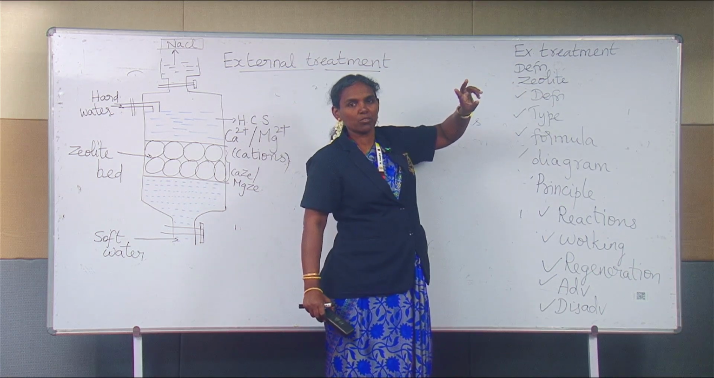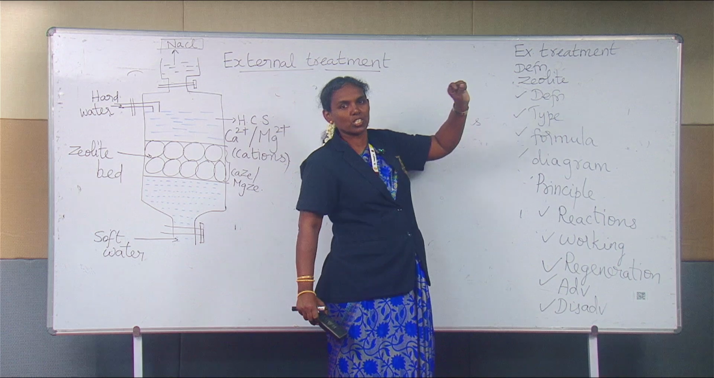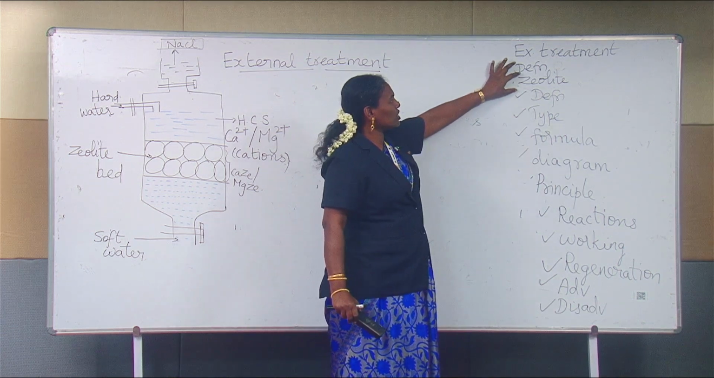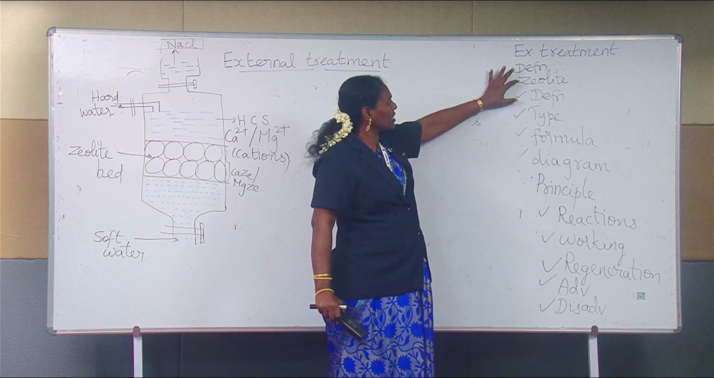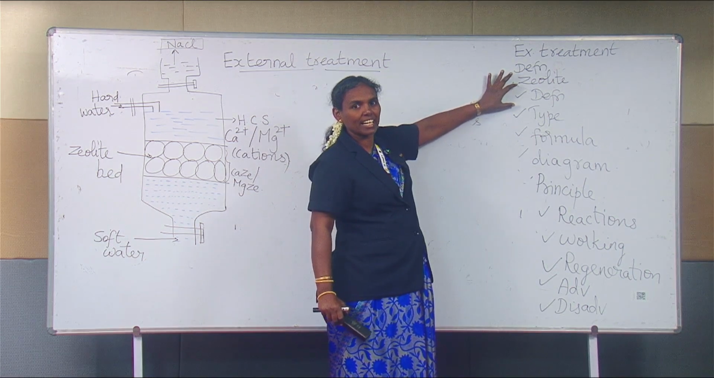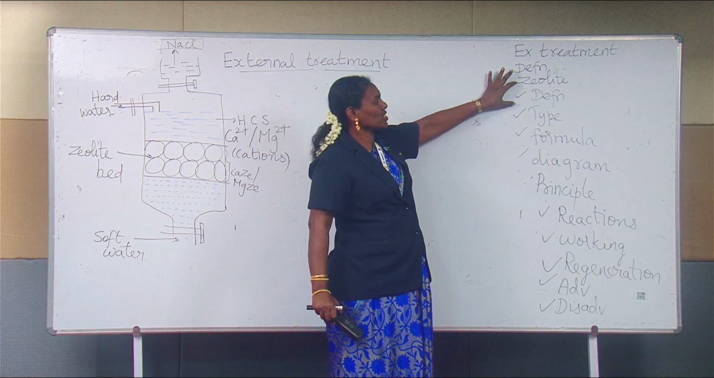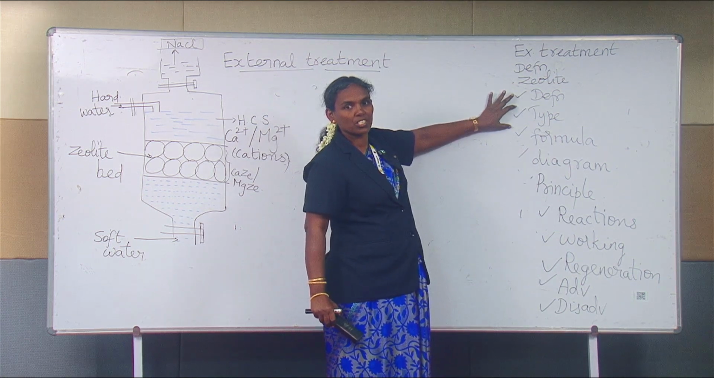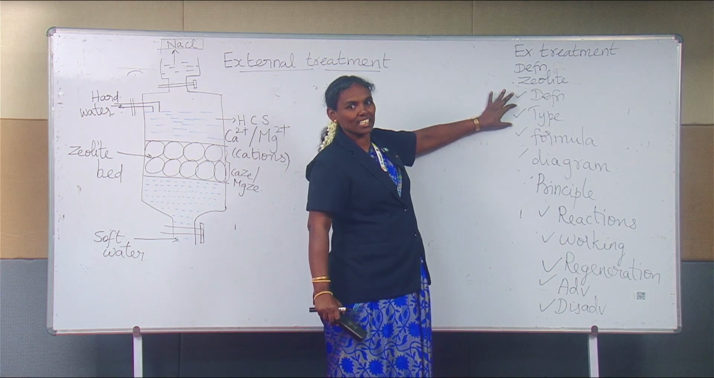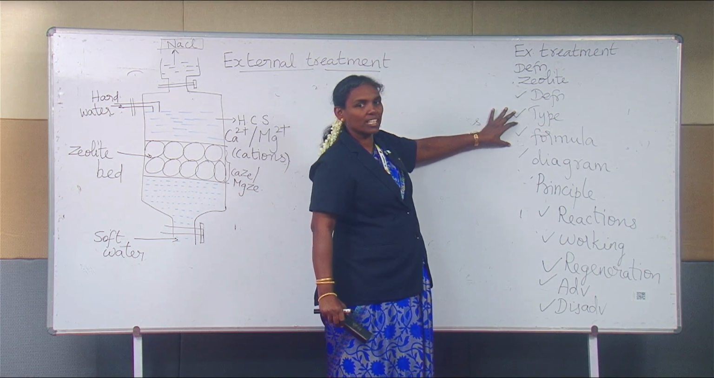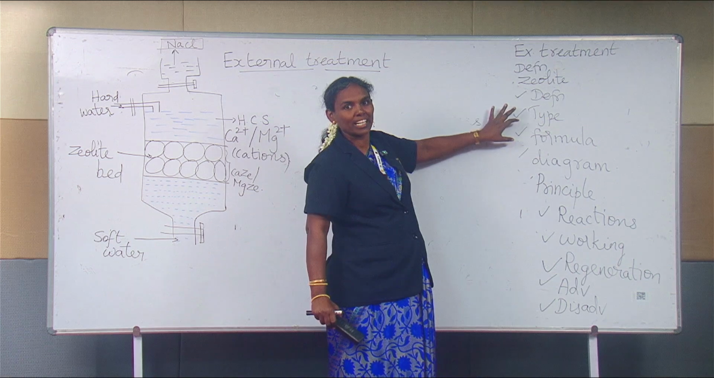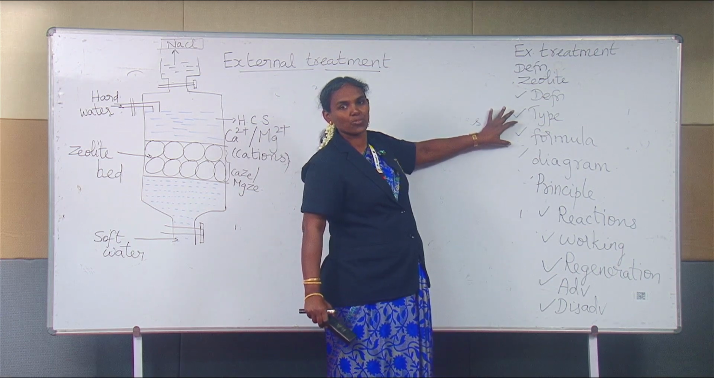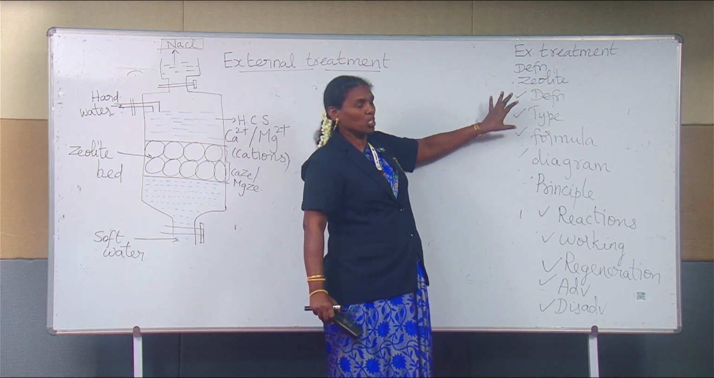Two methods we are using: one is the zeolite method, another is the ion exchange method. The zeolite method we are going to discuss. Write the definition: hydrated aluminosilicate is called zeolite. There are two types of zeolite: natural zeolite and synthetic zeolite. Then write the formula Na2O.Al2O3.xSiO2.yH2O, where x varies from 2 to 10 and y varies from 2 to 6.